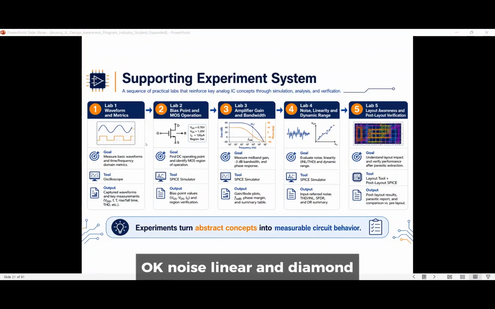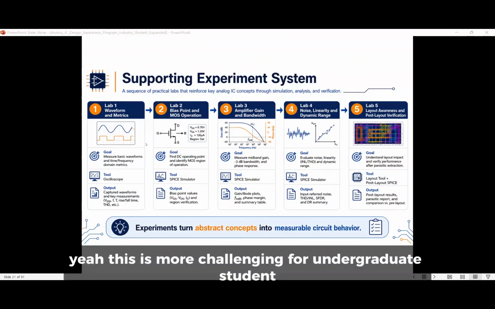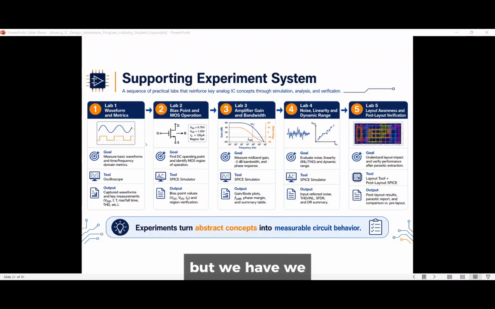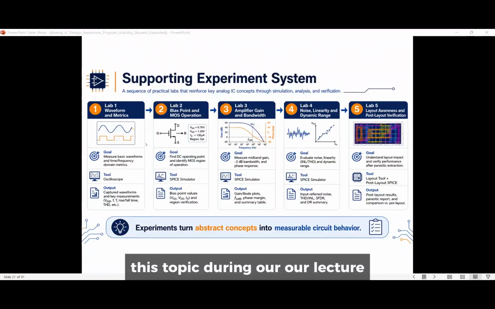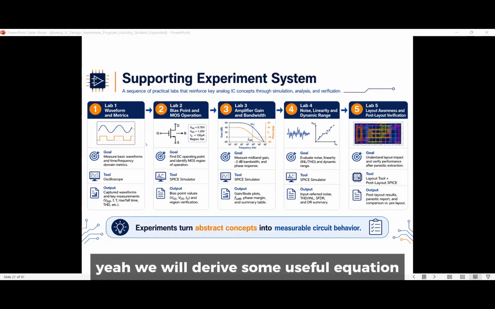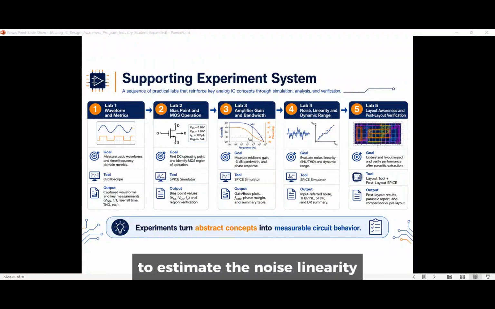Okay, noise, linearity, and dynamic range. I think this is a harder topic, more challenging for undergraduate students. But we still study this topic during our lecture. We will derive some useful equations to estimate the noise, linearity, and the dynamic range. Okay, the final one is the layout.